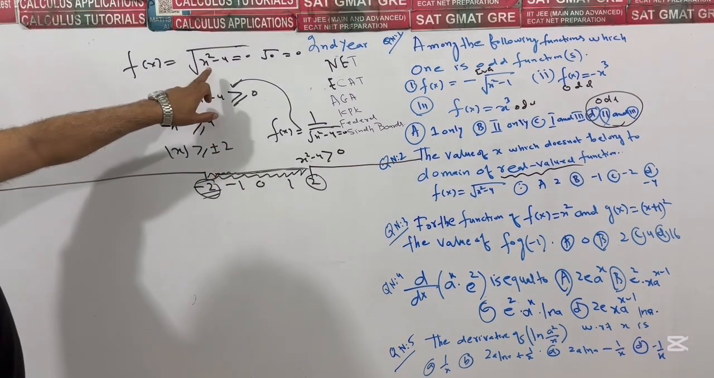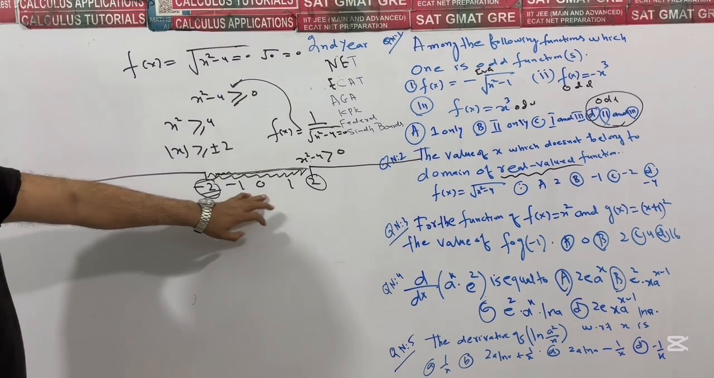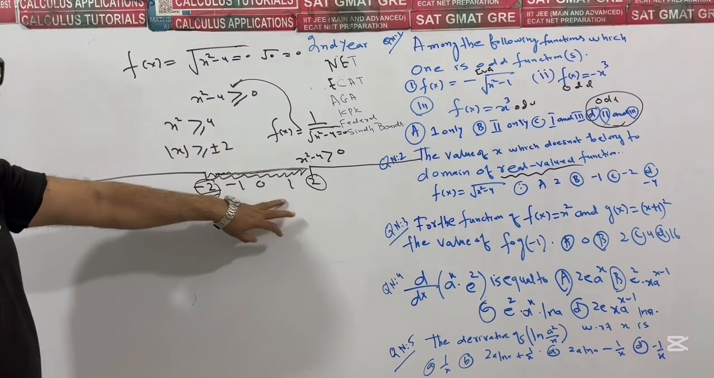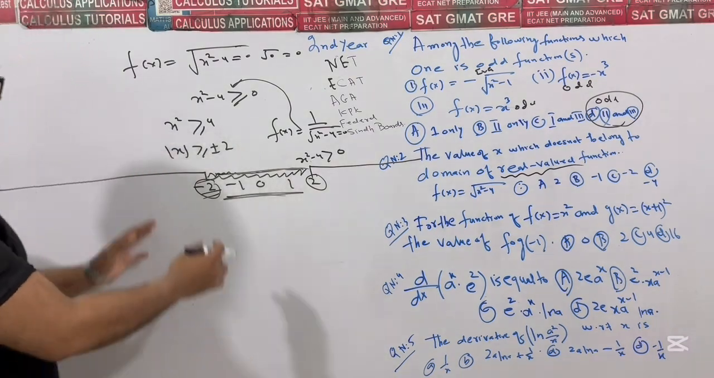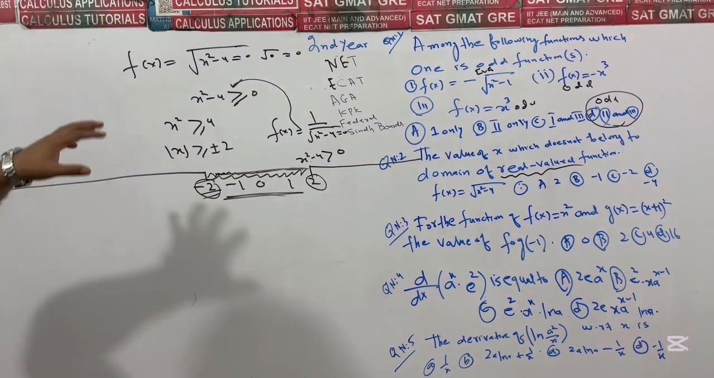Put 1 here: 1 minus 4 is negative 3. If I put 0 here, 0 minus 4 is negative 4. This is our blind spot. We cannot afford such values. That is the orthodox way to find the domain.